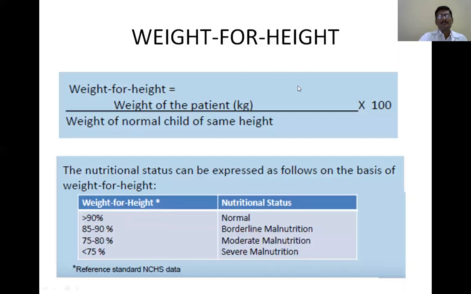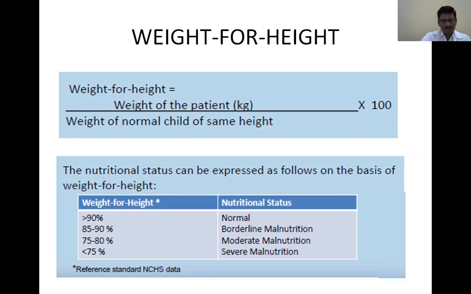So weight of the patient in kgs divided by weight of a normal child of the same height into 100 is the weight for height. Suppose if the value is more than 90, then the nutritional status of the baby is normal. It is between 85 to 90%. Here we are measuring the weight of the patient or the child in particular, and dividing by the weight of the normal child of the same height.